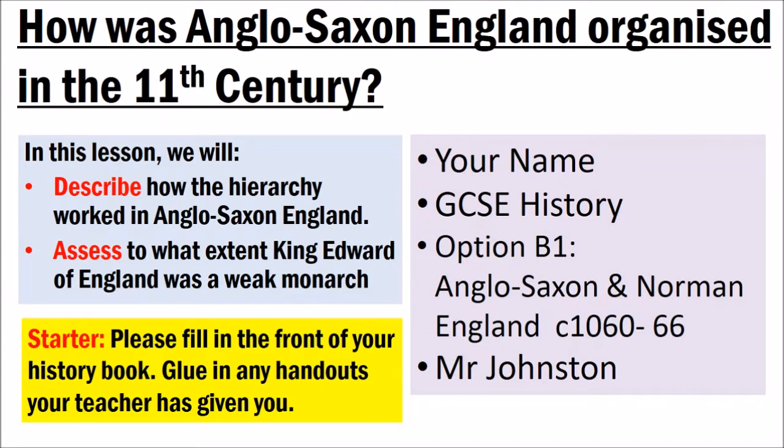Now, we need to begin with getting your book filled out. Okay, so if you're sitting there with the book, please fill it out. You can see here on the screen in front of you. Fill it out as follows, please, with your name. You are now studying GCSE history, and we're going to begin with option B1, which is the code that the exam board give to Anglo-Saxon and Norman England.